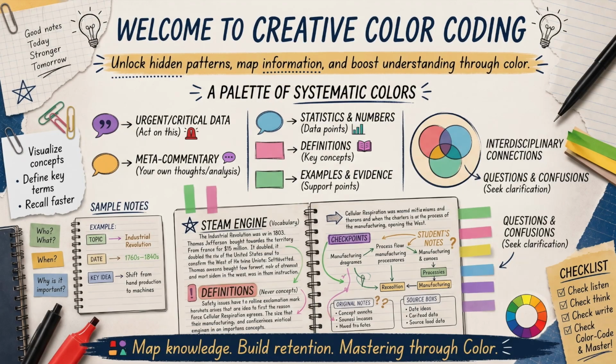Now it's time to apply color coding to your traditions outline notes. Don't forget to include a key and use at least 3 colors as you review your notes. Good luck.